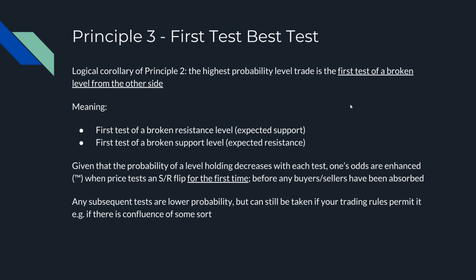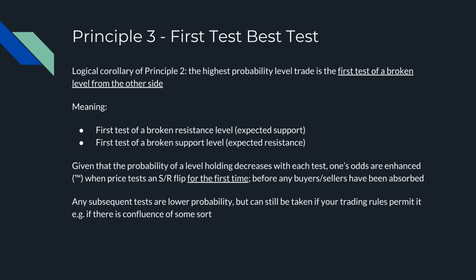Right. And so the 3rd principle is a logical corollary of the 2nd one. So the highest probability level trade is the first test of a broken level from the other side. Okay? What does that actually mean? And that means your highest probability setup is the first test of a broken resistance, where we expect support of course, and the first test of a broken support, where we expect resistance.